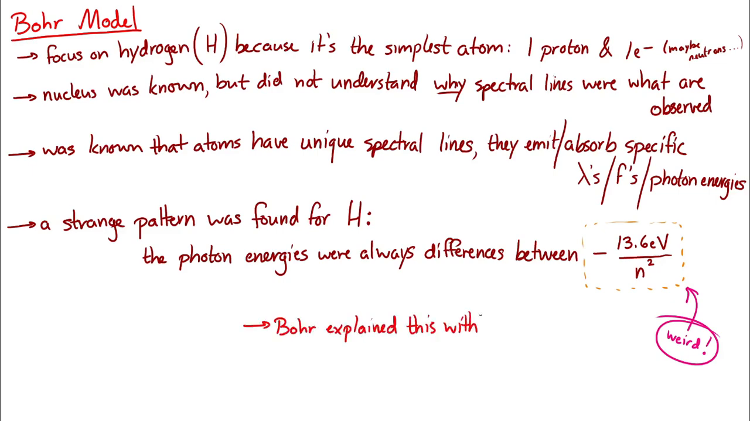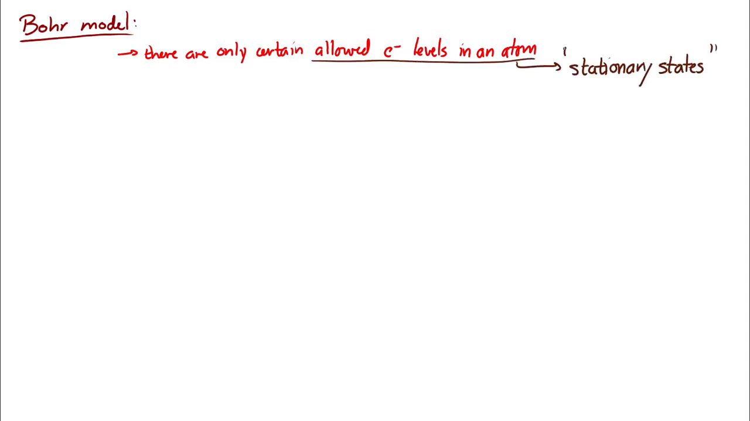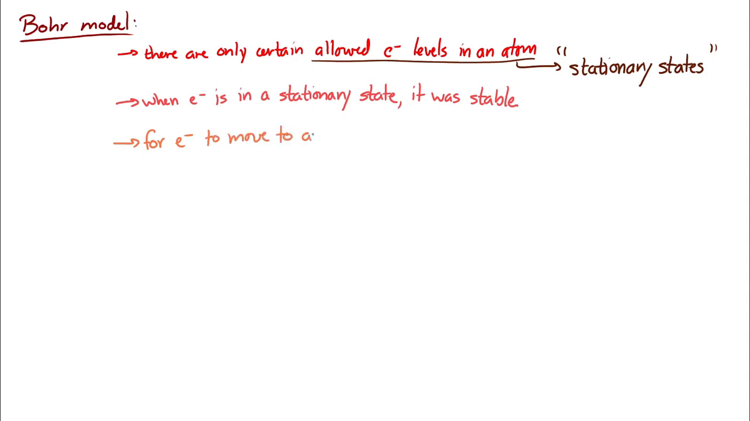And when Bohr proposed his model, he said that there are only certain allowed electron energy levels in an atom. He called these stationary states, which is a little confusing. It doesn't mean that the electron is at rest. The electron is not stationary, just that its energy is fixed. And he also said that when the electron was in this stationary state, it was stable. And also, for the electron to move to another state, it had to absorb or emit a photon, which we've seen before.